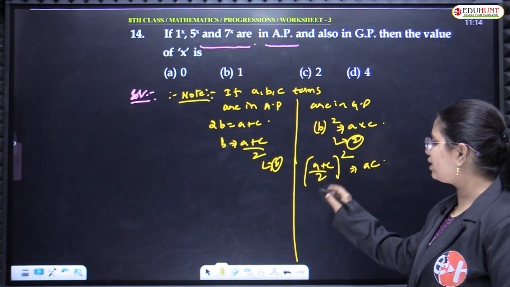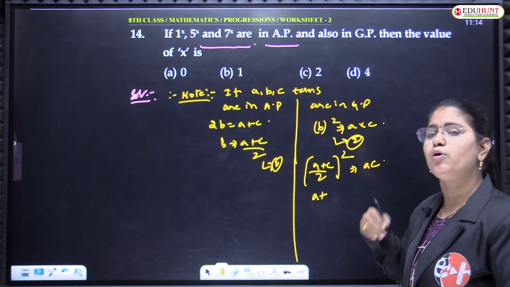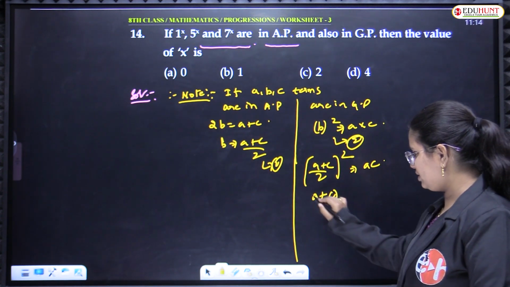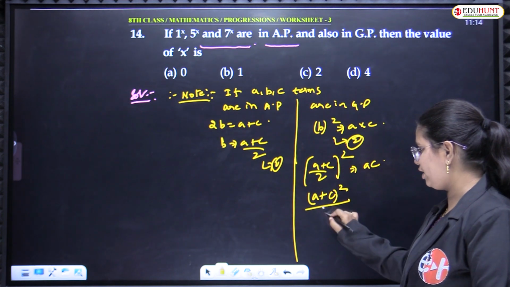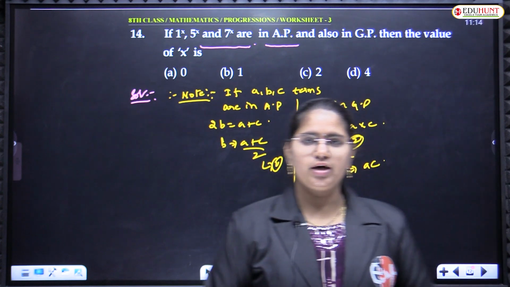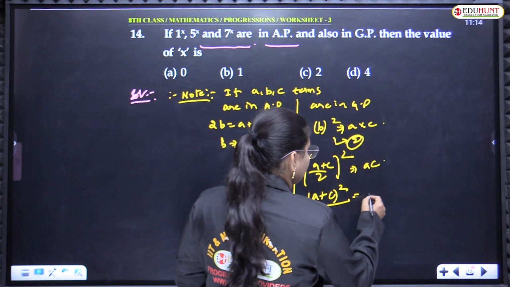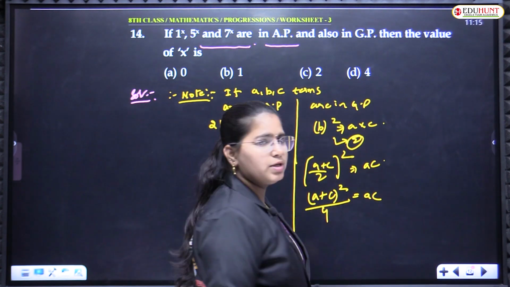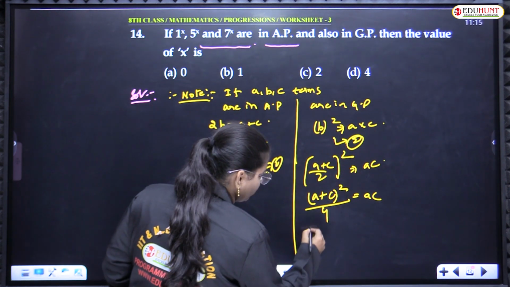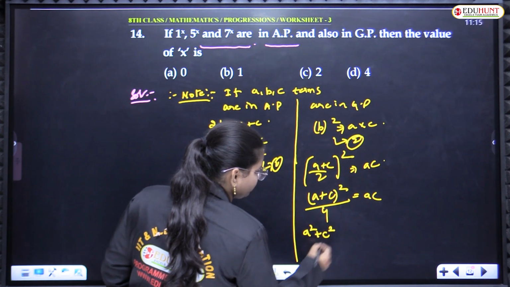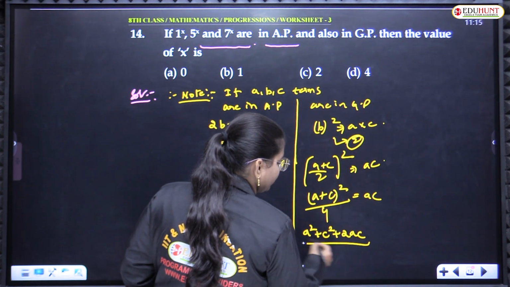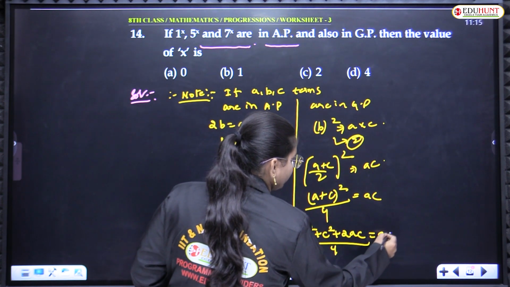(A by B) whole power M is A power M by B power M. So (A plus C) whole square by 2 square, which is 4, is equal to AC. What is the value of (A plus B) whole square? A square plus B square plus 2AB. So with C in the place of B, A square plus C square plus 2AC, by 4, is equal to AC.